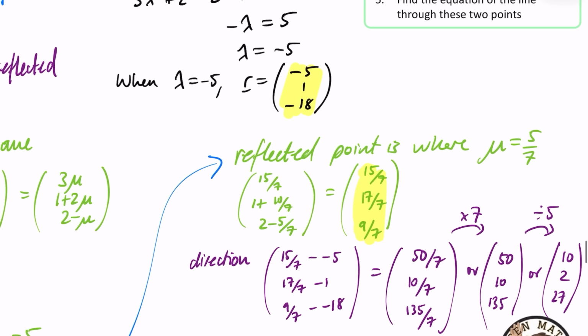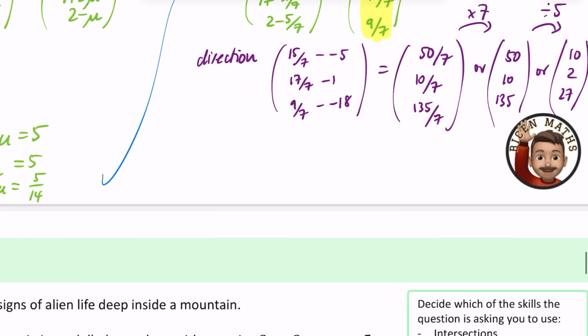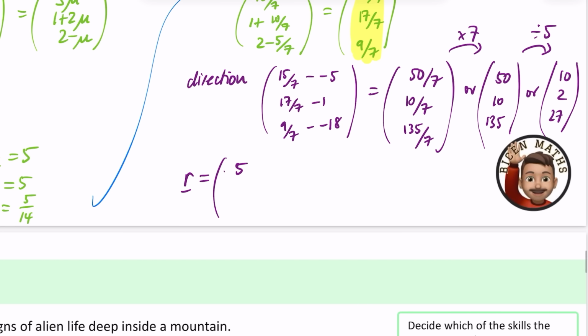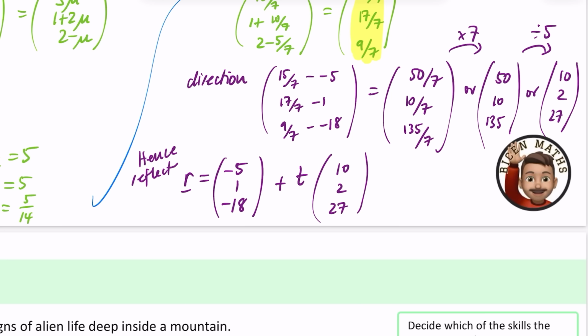I know a point that is on the purple line, so I can put the equation together, and we have that r is equal to minus 5, 1, and minus 18, plus, I've already used lambda and mu, so I'm going to use t, times 10, 2, and 27. Hence, the reflected line is this one right there.